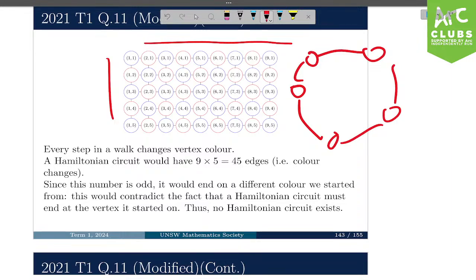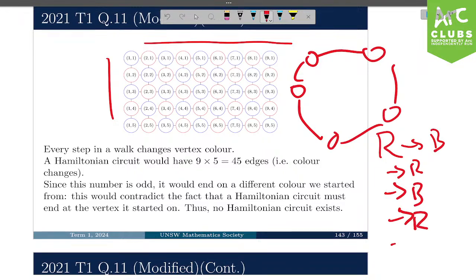Now, what is the issue with this? The issue is that this number is odd. That means the number of color changes is odd, right? If you try and look at what an odd number of color changes looks like, if you start at red and then you go to blue, odd, you change the color. Even, you keep the same color. Odd, you change the color. Even, you stay the same color.